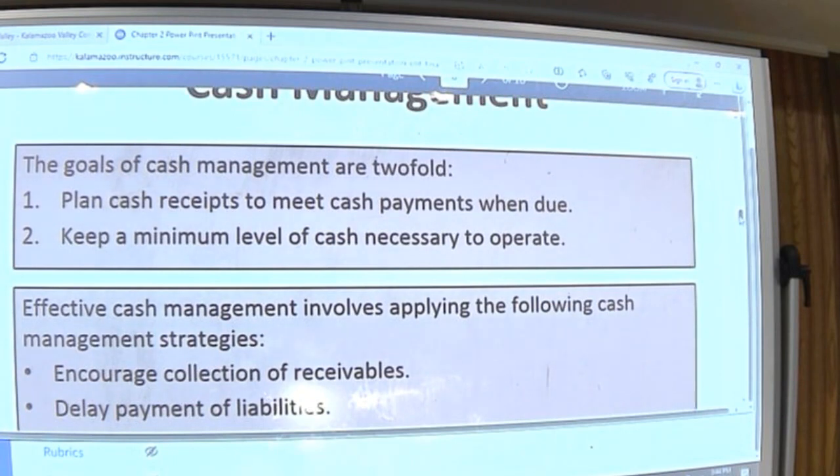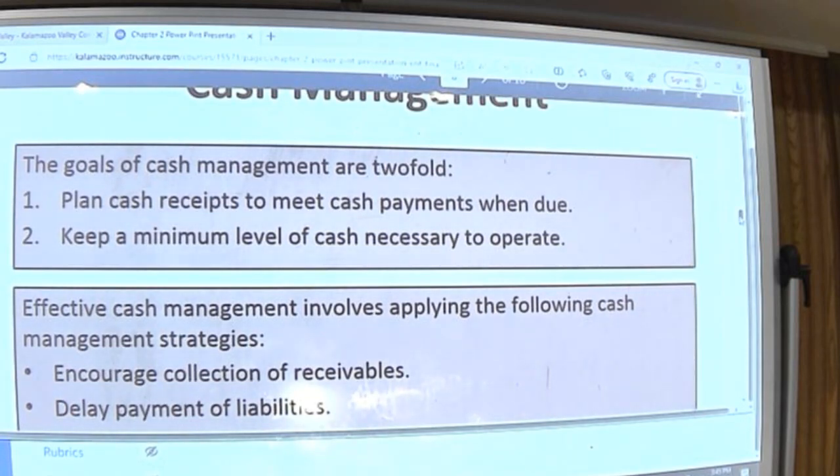Got a couple of goals of cash management. We want to have a good handle on when our money is coming in. We're going to plan our receipts to meet our payments when we have to reduce those payables. And also we want to keep a minimum level of cash available for operations. And the box down below talks about some strategies to manage our cash well.